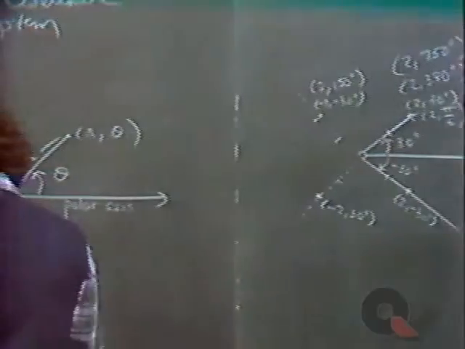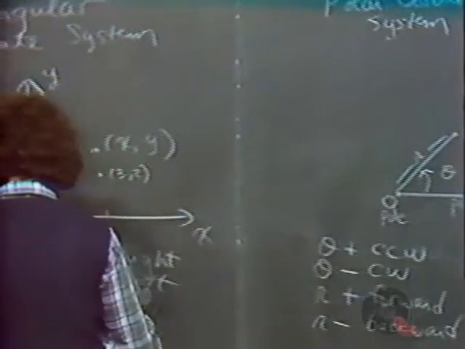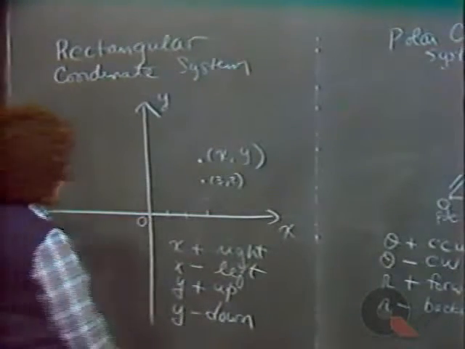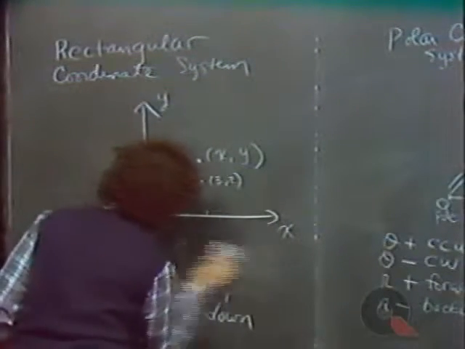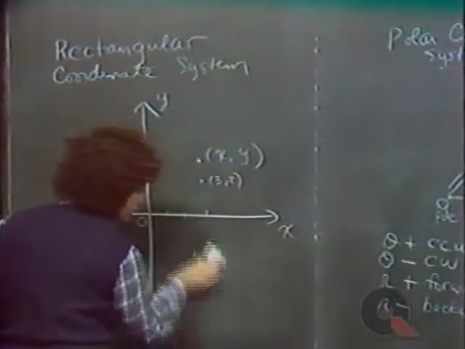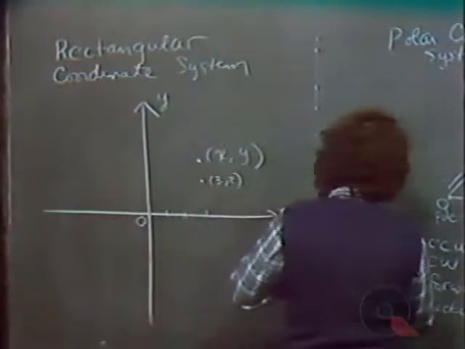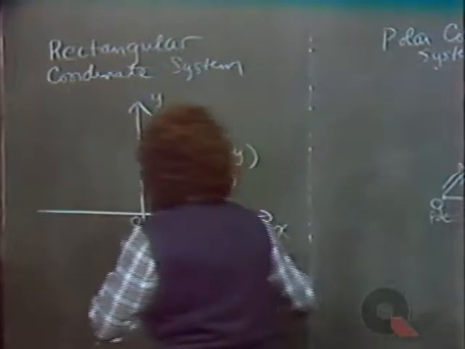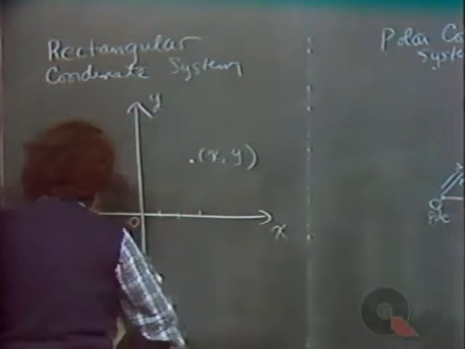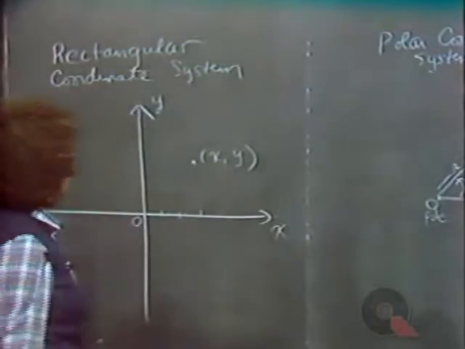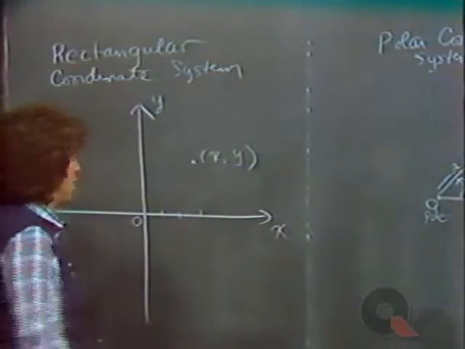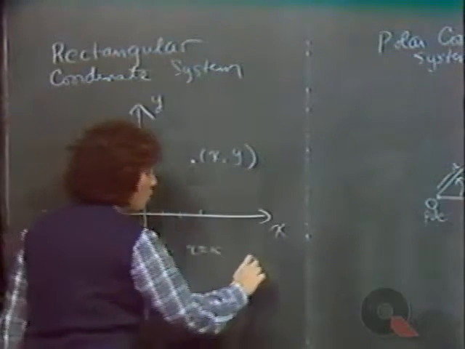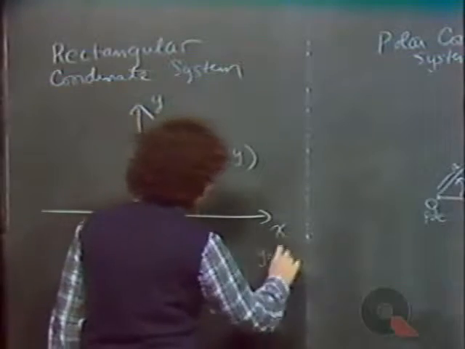Now let's go back to the rectangular coordinate system, and let's look at the simplest equations that we came across. In the rectangular coordinate system, a typical coordinate was x comma y. The two simplest equations that we would come across would be x equals some constant or y equals some constant.